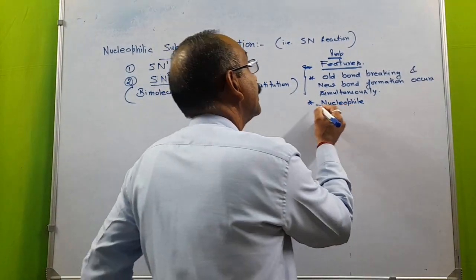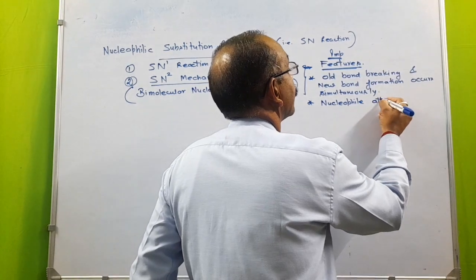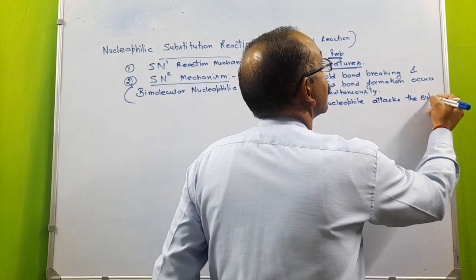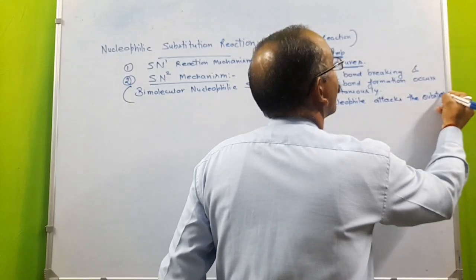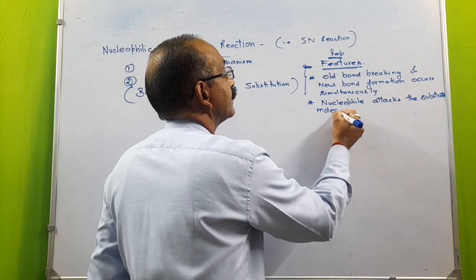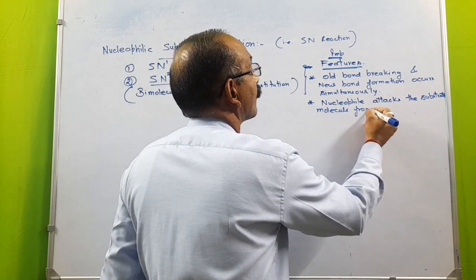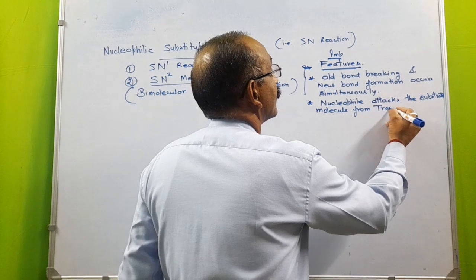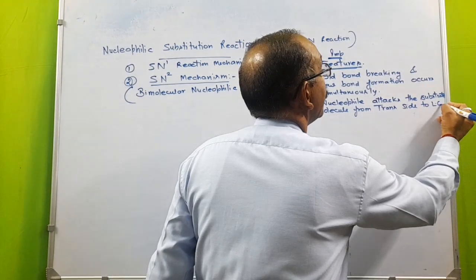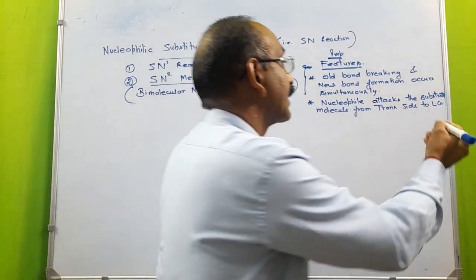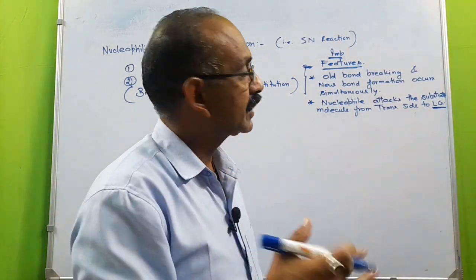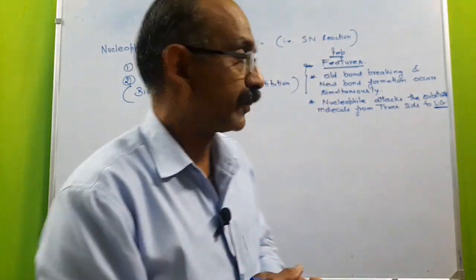So here the nucleophile attacks the substrate molecule from the trans side to the leaving group. The leaving group is the group which is to be replaced. The atom or group which is to be replaced is known as the leaving group.